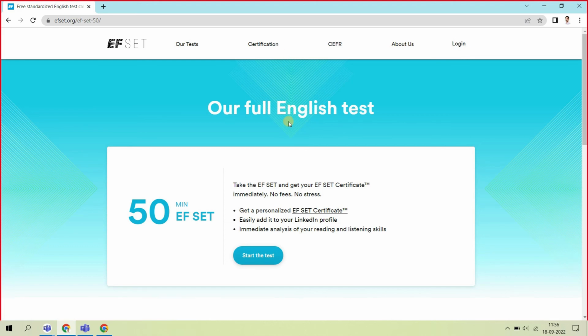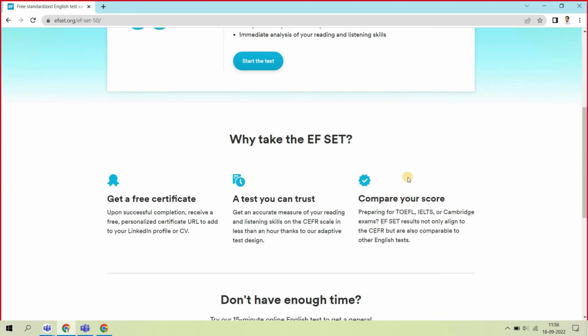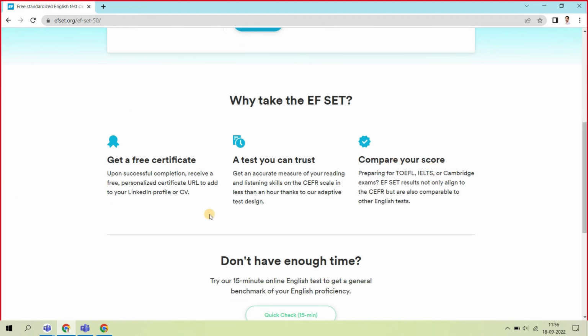But I would suggest you download it and keep it as a PDF, because if the website does not exist anymore after some time, then you will not lose access to the certificate. It's always better that you download it. Okay?